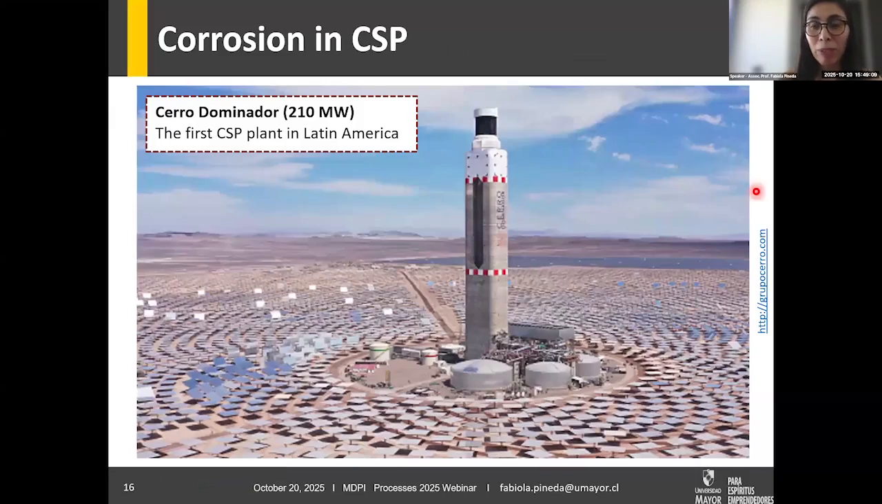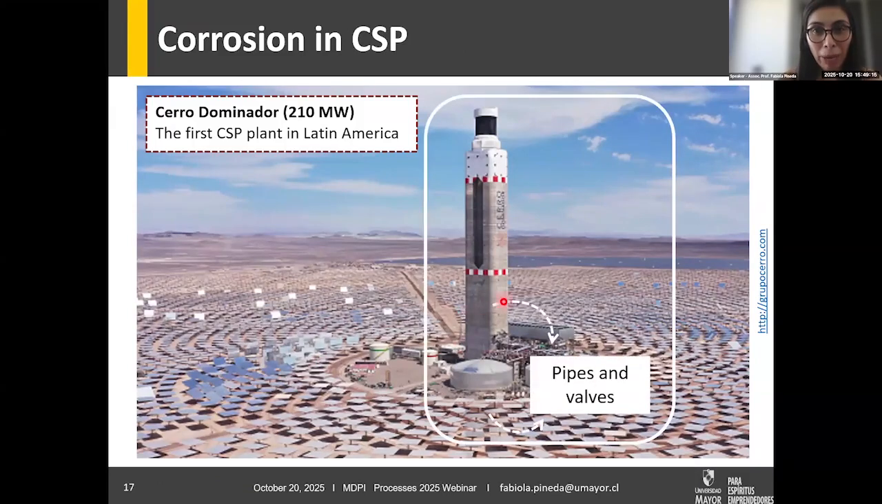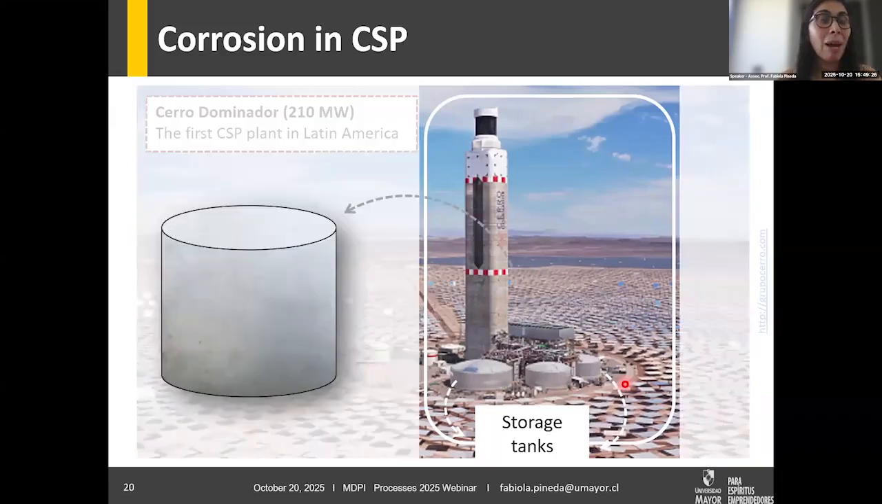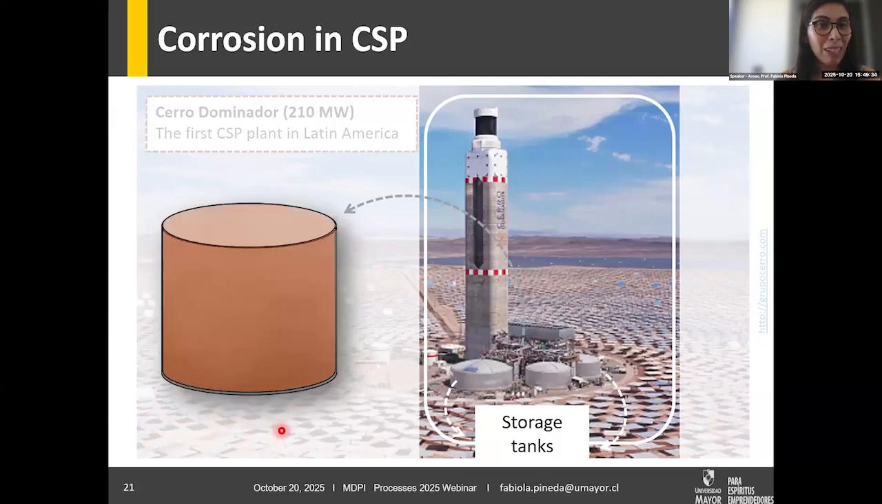This is a big picture of this CSP plant. It's the only one in Latin America. And in here we have some pipes. This is the tower. We have some metallic pipes, metallic valves, and metallic storage tanks. Inside of tanks, we have a molten salt, which is 100% ionic. So in the beginning, the tanks look like this, but with the pass of time, they look like this.